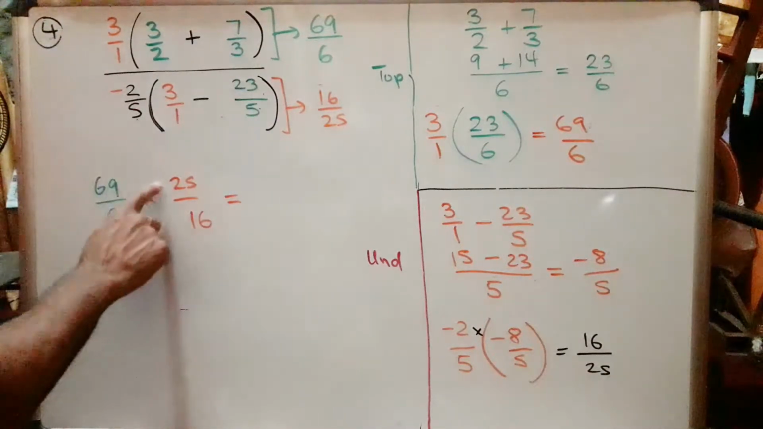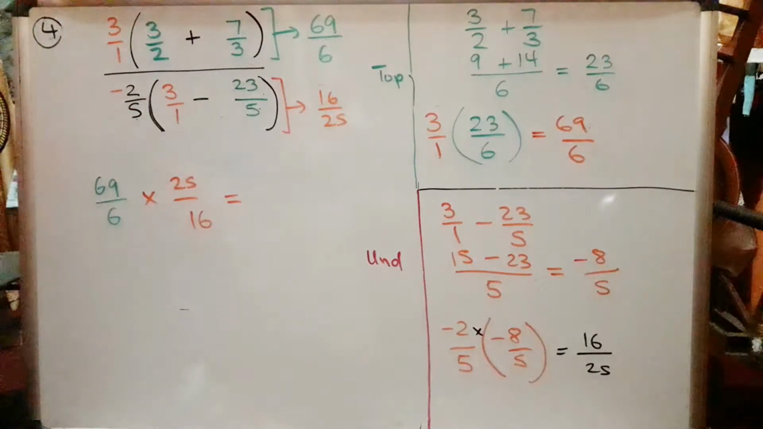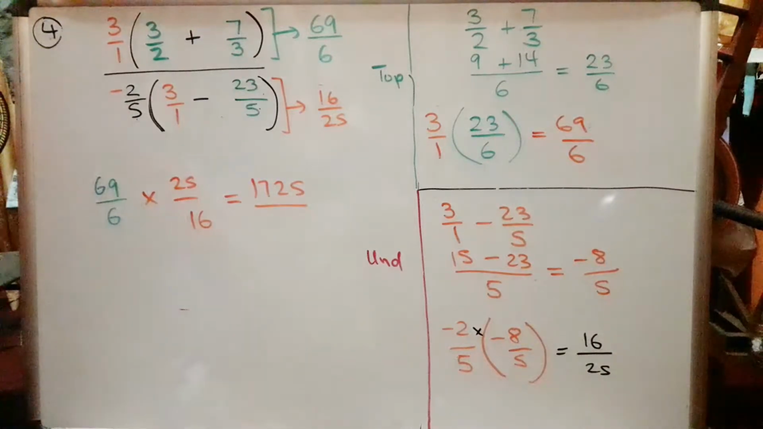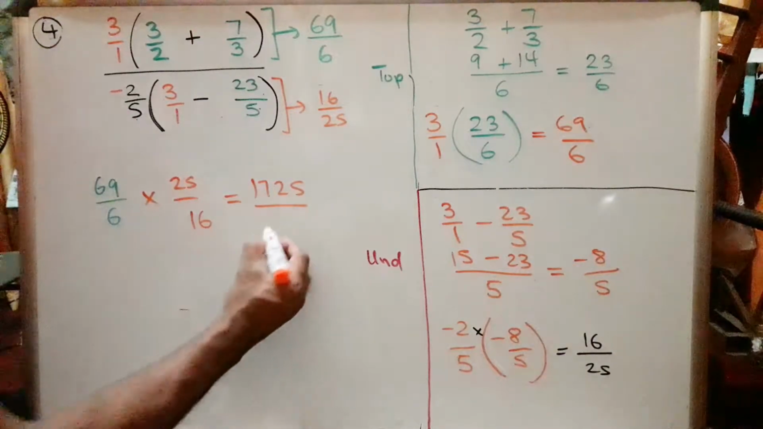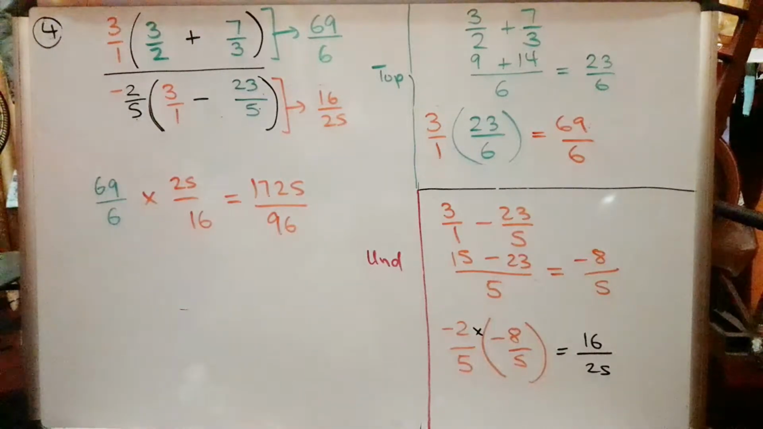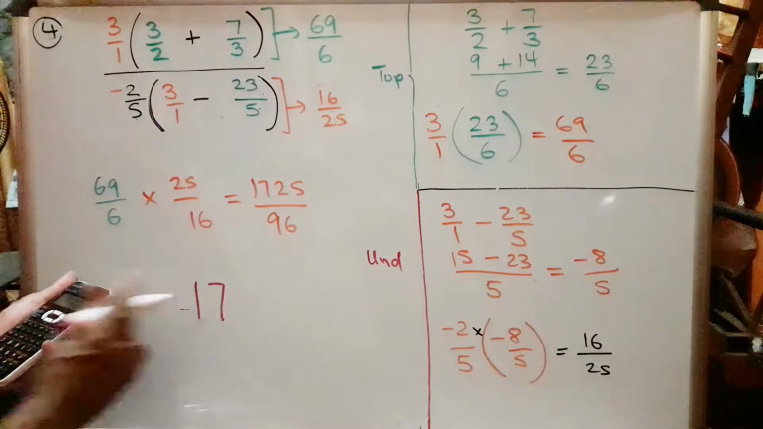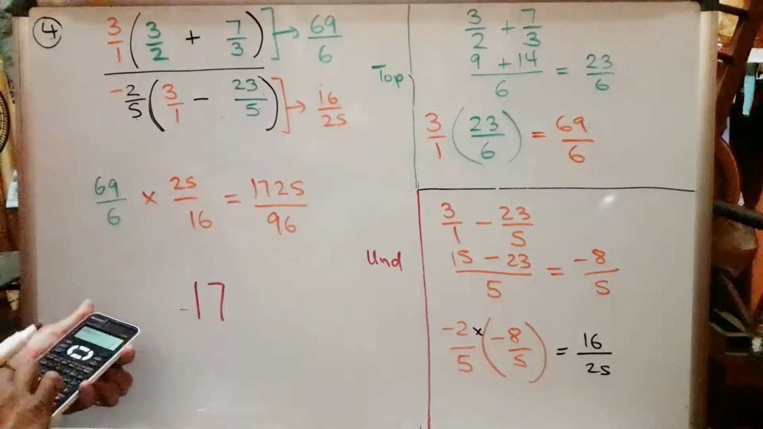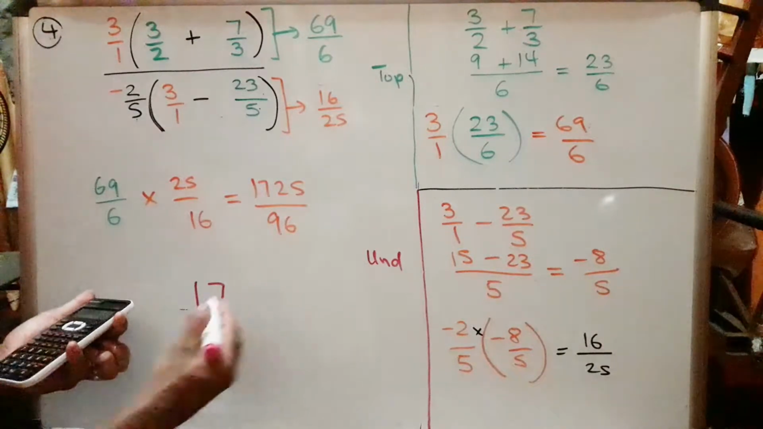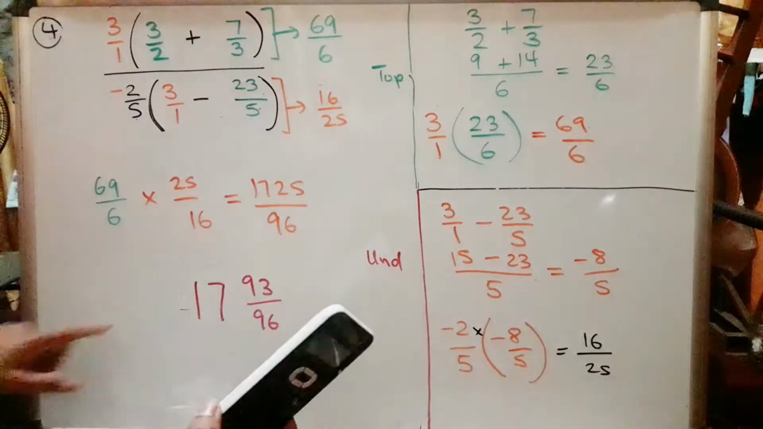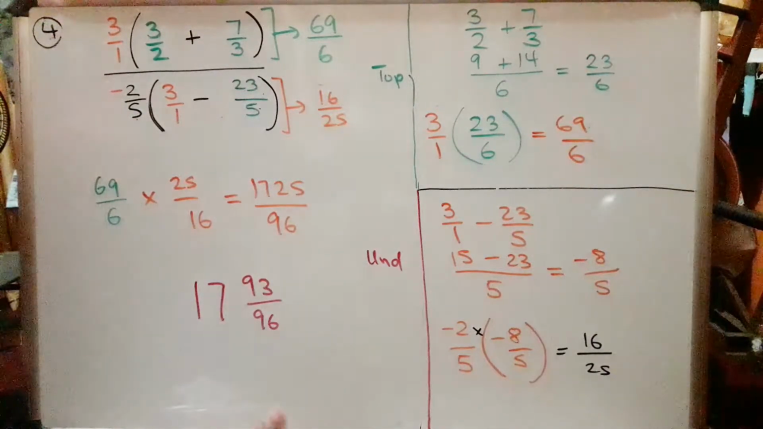So 69 multiplied by 25 will give me 1725, and 6 multiplied by 16 will give me 96. So let's see if we were to convert this to a mixed fraction, we're going to get 17, and 93 over 96, right? I just use my calculator to do it in a shortcut method.